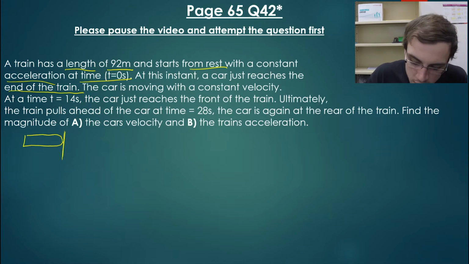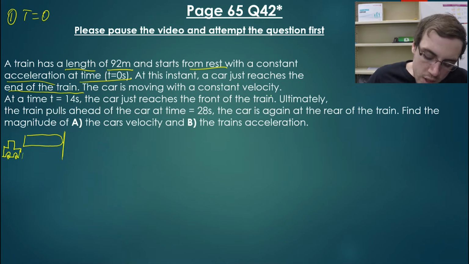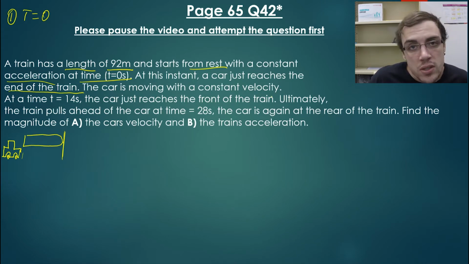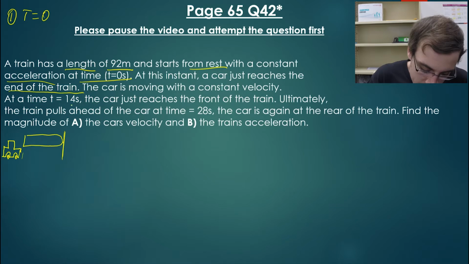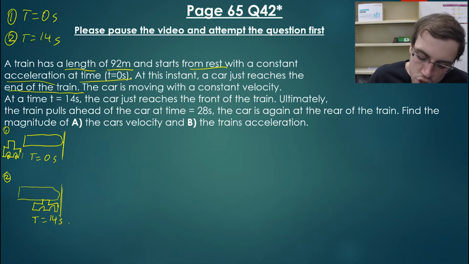So I'm going to divide this into three parts. Part 1 is when t is equal to 0, and that means our car is going to be here. Now the car is moving with a constant velocity. We don't know how fast it's going, but it's constant. Now at time t equals 14 seconds, the car reaches the front of the train. So part 2 is when time is equal to 14 seconds.